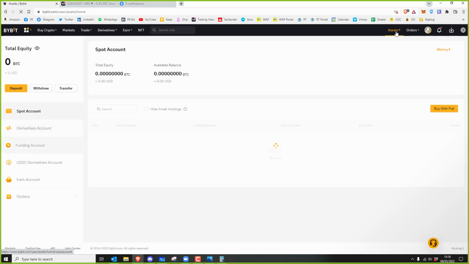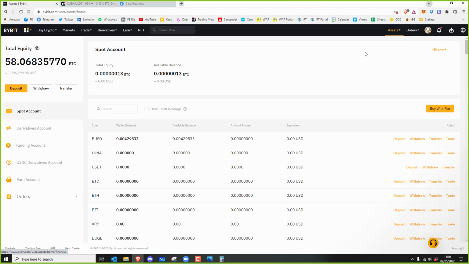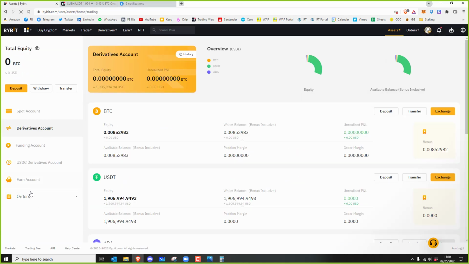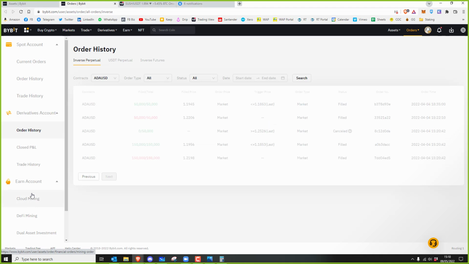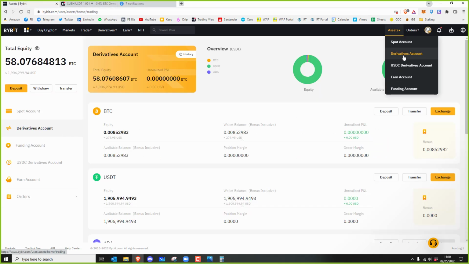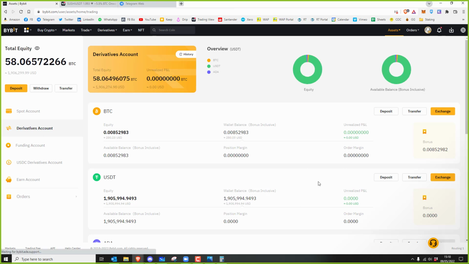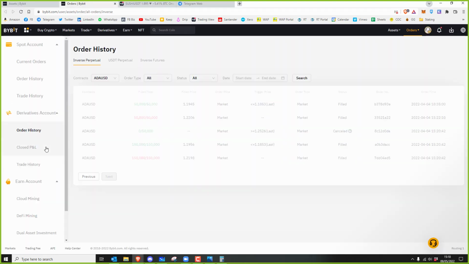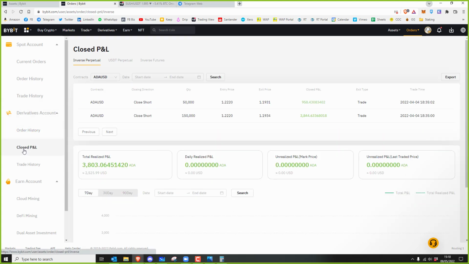Over on the left, I think if you go to, one second, let me find this. Orders. There we go, that's the bit I was looking for. So go back to your derivatives account, and then on orders. That is really not user intuitive at all. You click orders, then you can go to derivatives account, close P&L, and then you can export a CSV.